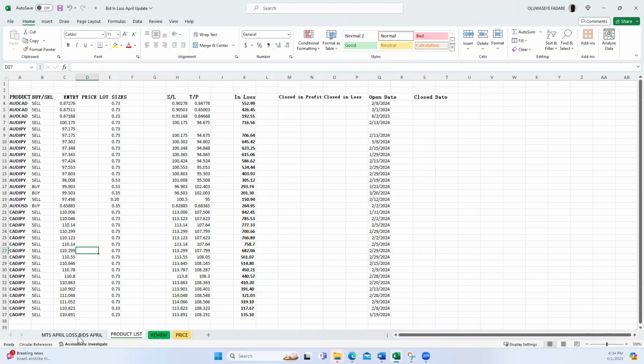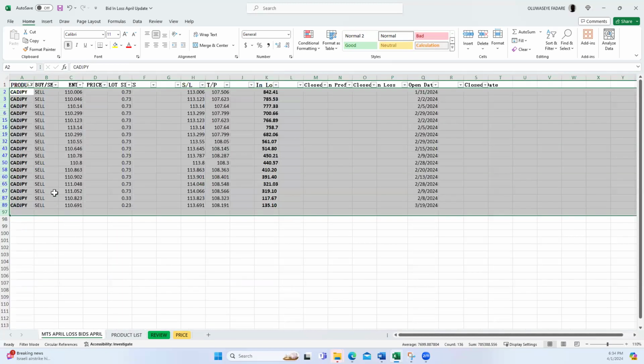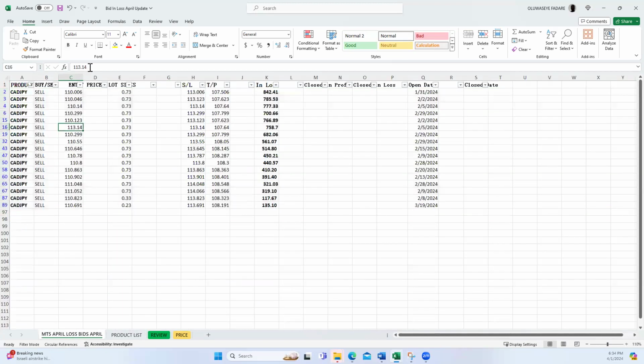Okay, so let's confirm this. I'm going to color it yellow. Let's confirm this. I'll put it at 110. I've already updated it on the other side, but let me still leave it on this one so that we're able to identify the correct information. So let's leave that as 110.